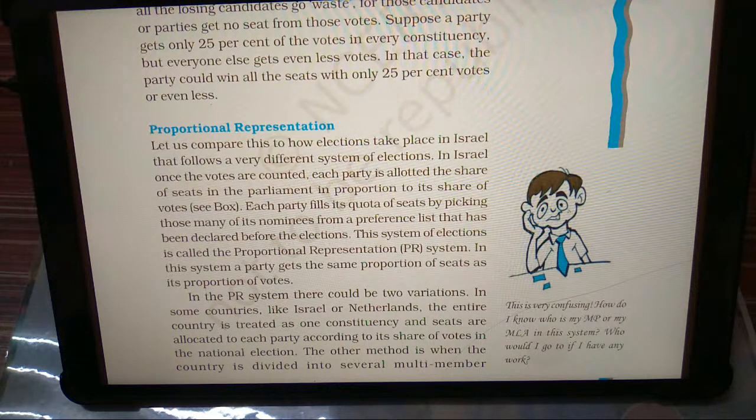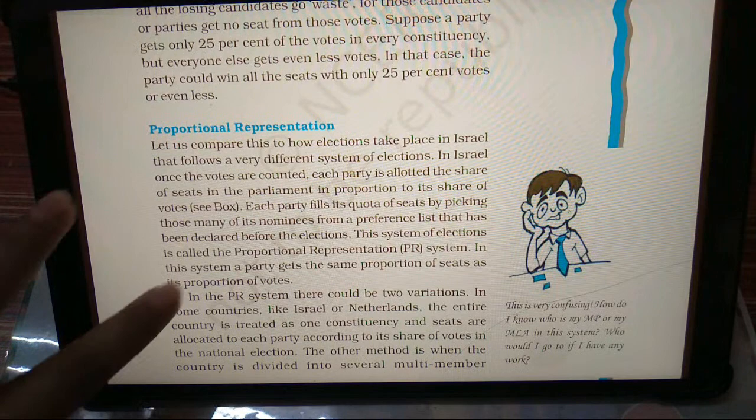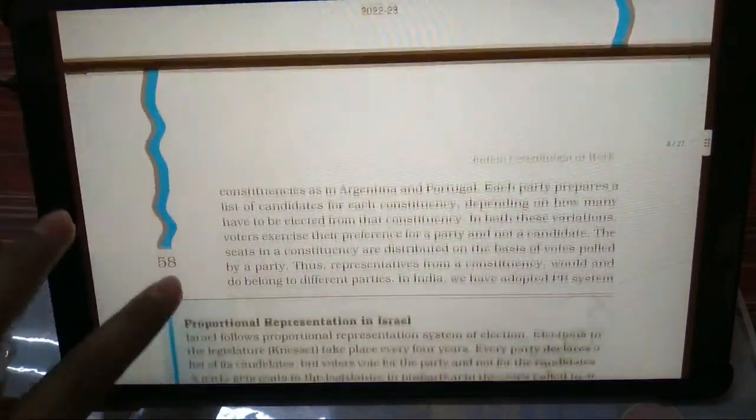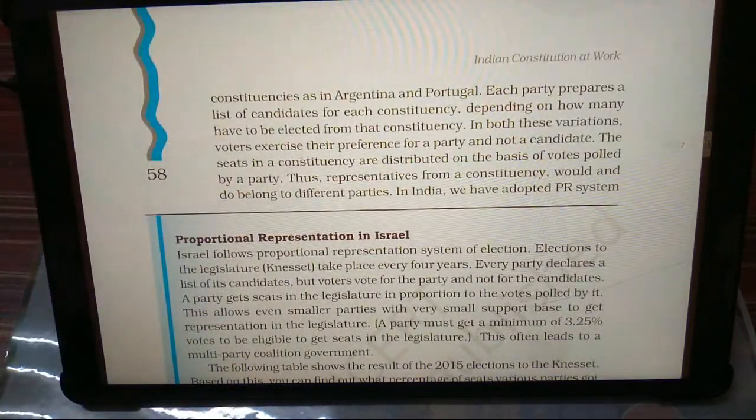In the proportional representation system, there could be two variations. In some countries like Israel or the Netherlands, the entire country is treated as one constituency and seats are allocated to each party according to its share of votes in the national election. The other method is when the country is divided into several multi-member constituencies, as in Argentina and Portugal.